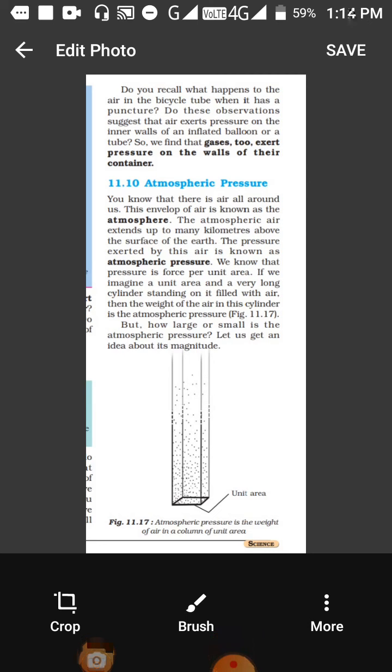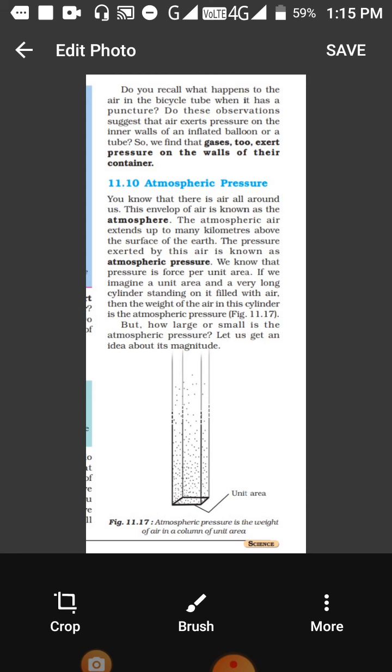Suppose there is a cylinder standing, filled with air, and there is a tube shown here, and it is filled with air. So at the bottom of the tube there will be some pressure. If a cylinder is standing filled with air, then the weight of air in the cylinder can be measured. But how large or small is the atmospheric pressure? This pressure we cannot see. If you take an empty tube, we will say it is hollow, but there is air inside it.